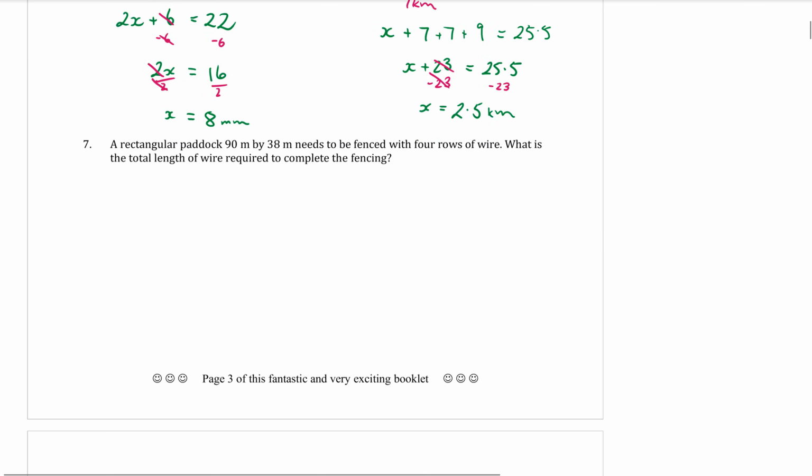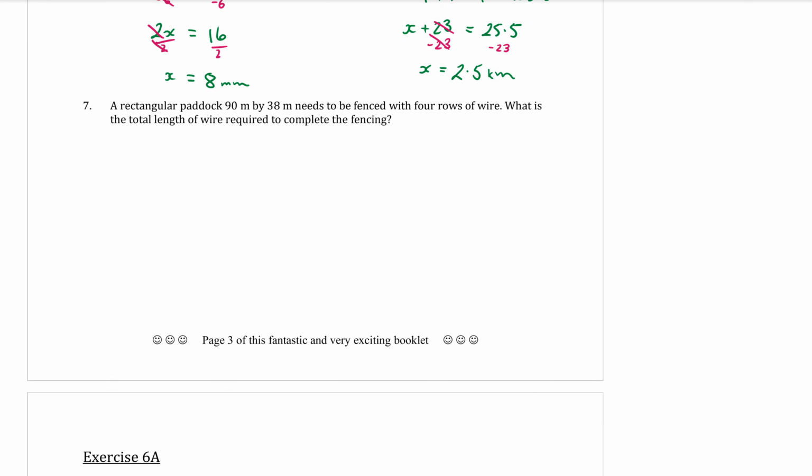Okay, question 7. A rectangular paddock, 90 meters by 38 meters, needs to be fenced with 4 rows of wire. So we have a rectangle. The rectangle is 90 meters long and 38 meters wide, and we need to go around 4 times because we need 4 rows of wire. What is the total length of wire required? So the amount of wire, which is kind of like doing the perimeter of that shape, would be, well, we've got 90 here, so it's 90 down below because it's a rectangle. 38 on this side means 38 on that side.